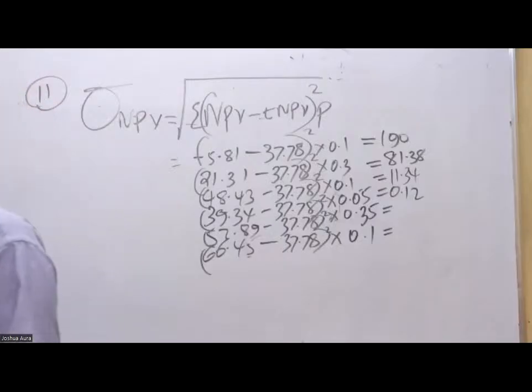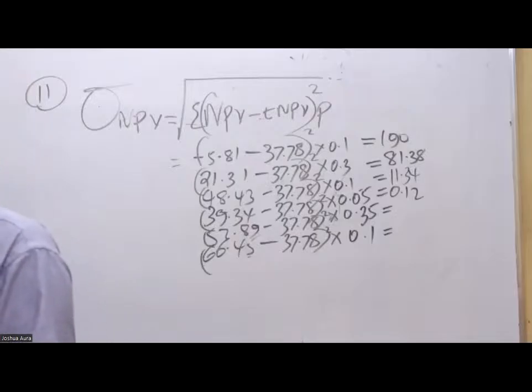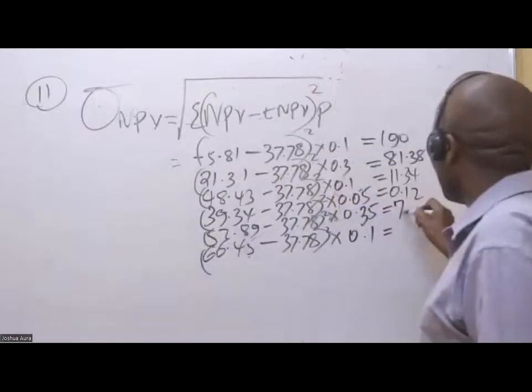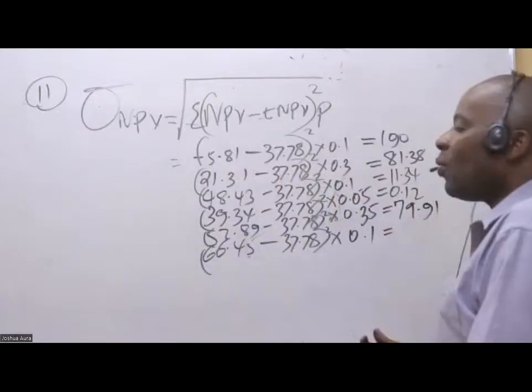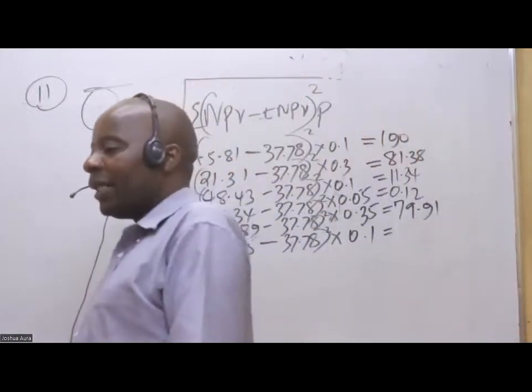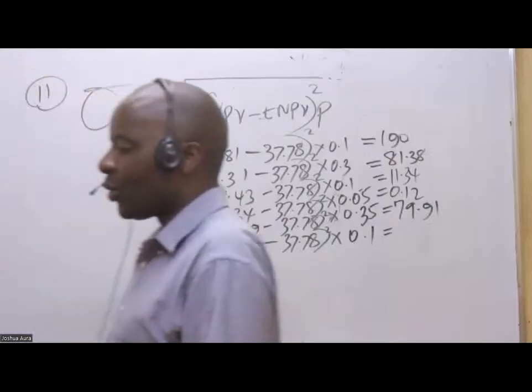The fifth one now. The fifth one, what do we have there? It is 79.91. And then now we have the last one. The last one is 82.20.